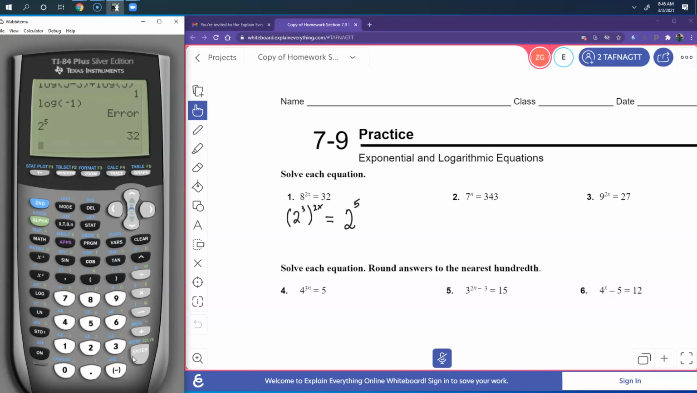So we know that 3 times 2x is 6x, which is equal to 5. And since we're solving for x, we divide by 6. And so yes, you will have fractions as answers. If you want to check that, you're going to have 8 raised to the power 2 times 5 divided by 6. And we should get close to 32, and that is the answer.